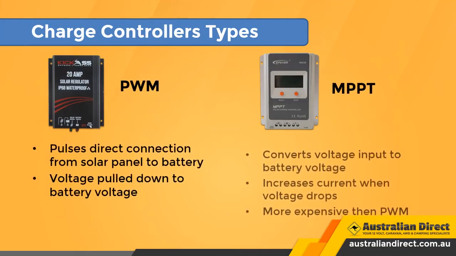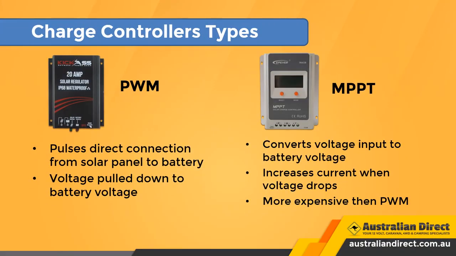Charge controllers are available with two different technologies, PWM and MPPT. You can't often tell the difference between a PWM and MPPT charge controller just by looking at them. So how can you tell the difference between the two? Generally, this information will be printed on the regulator's label, or you'll find it by checking the product manual.